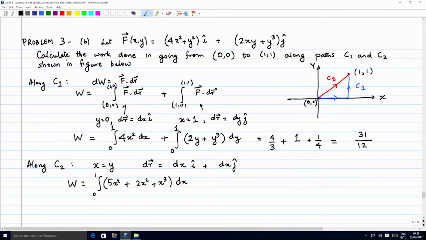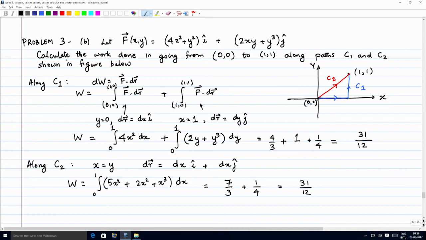So 5 plus 2 is 7. So I have 7 x square, that is 7 x cube by 3. So I just have 7 by 3, and I have 2 x square, that is 2 x cube by 3. Sorry, I have x cube will give me x to the 4 by 4. So that is 1 by 4, integrating from 0 to 1, and what I will get is 31 by 12. So you notice that work done along both these paths are identical to each other. So you get the same work done whichever path you go.